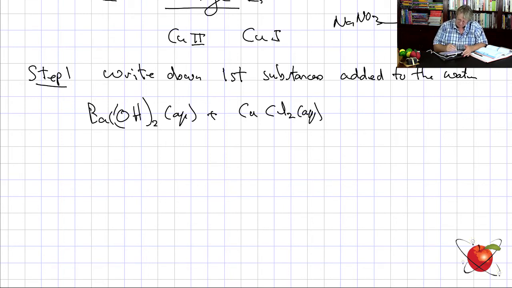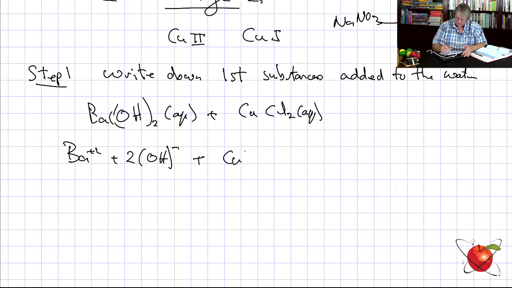Now, we split the ions. We've got Ba, and barium is a +2. We've got +2 OH minuses. Remember, we're splitting it up. Copper was a +2, +2 Cl minuses, right? What happens now? Now we look for our ion exchange, right? First of all, that's our first one. Okay, you are my second one. You are my third one.